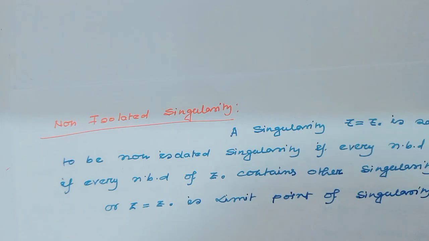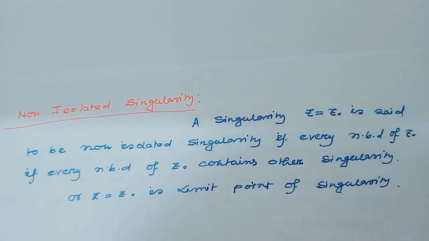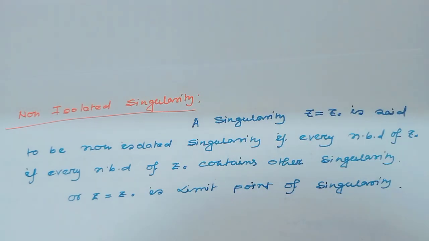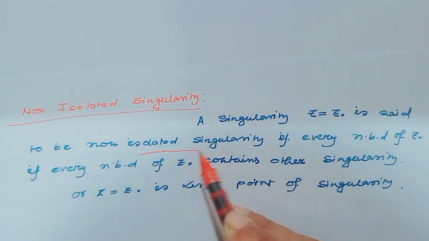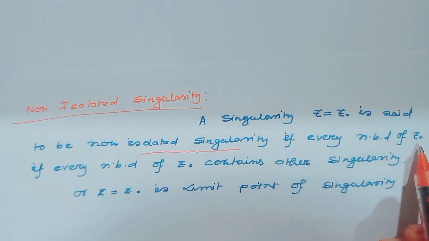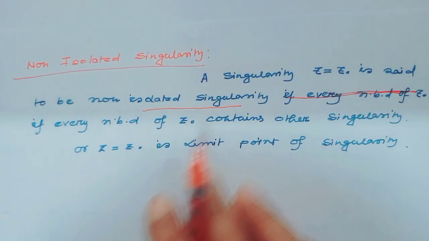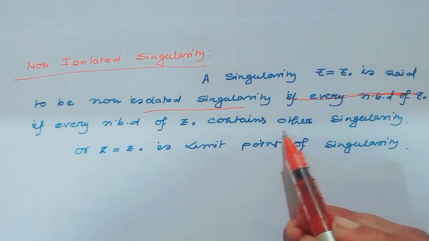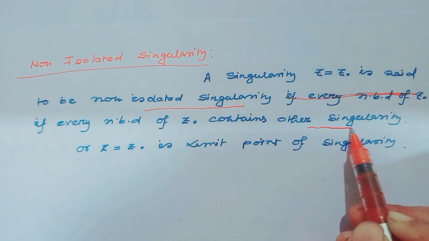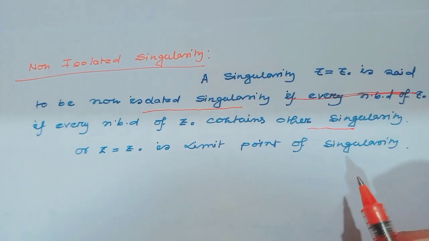Okay. Non-isolated singularity. What is the non-isolated singularity? A singularity z equal to z naught is said to be a non-isolated singularity if every neighborhood of z naught contains other singularities, or z equal to z naught is a limit point of singularities.